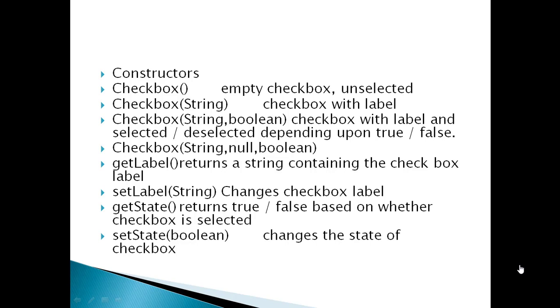Checkboxes have constructors: Checkbox(String), Checkbox(String, boolean), Checkbox(String, null, boolean), and some methods. First one is getLabel, which returns the string containing the checkbox label. setLabel(String). getState returns true or false. setState, we are setting the state for that checkbox. Methods like these we are going to use.